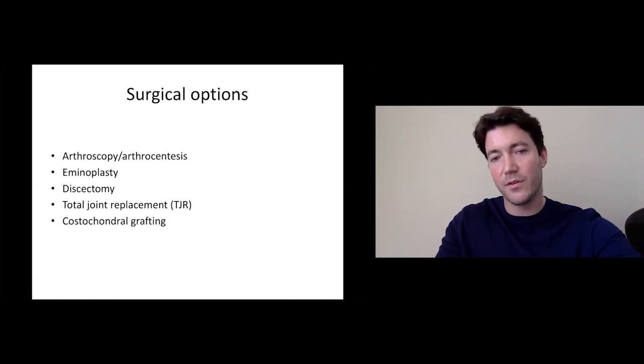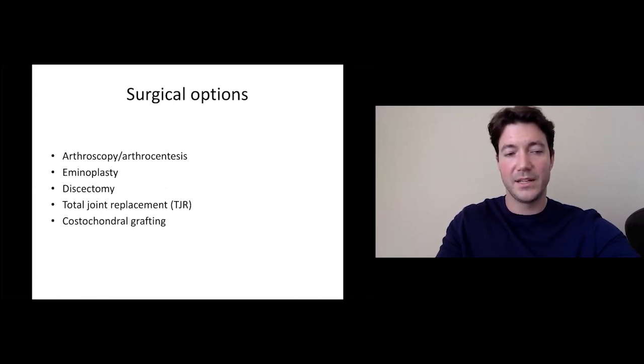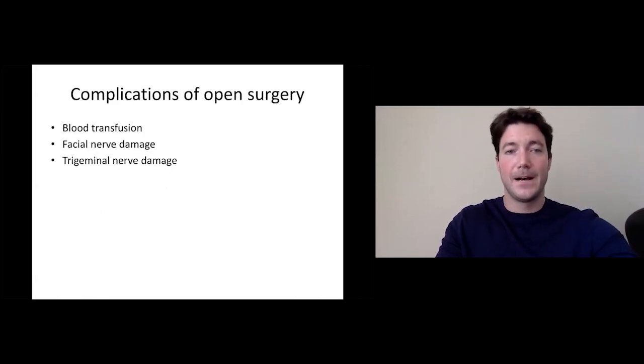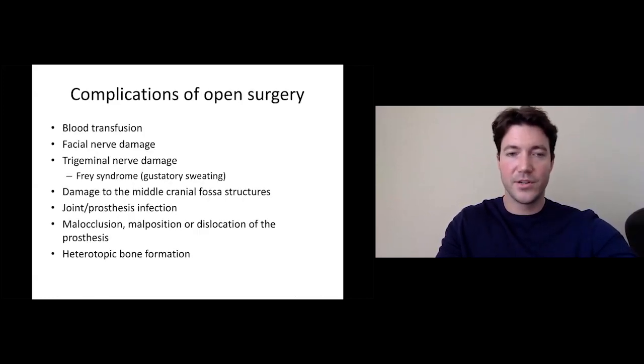Total joint replacements are more for those chronic osteoarthritis or rheumatoid arthritis patients, or maybe even some of those congenital abnormality patients who just have no joint to function on. And costochondral grafting is an alternative to the actual alloplast, the prosthetic used. Lots of different complications for open surgery.